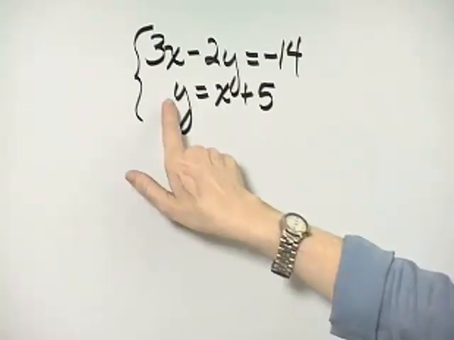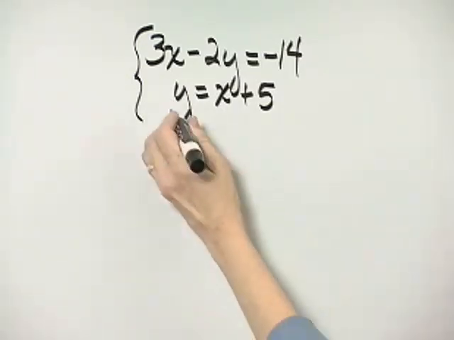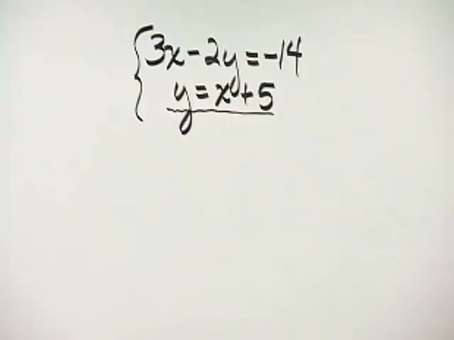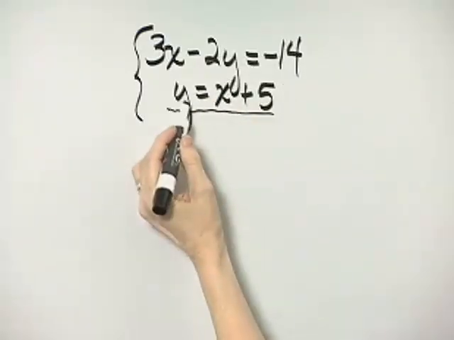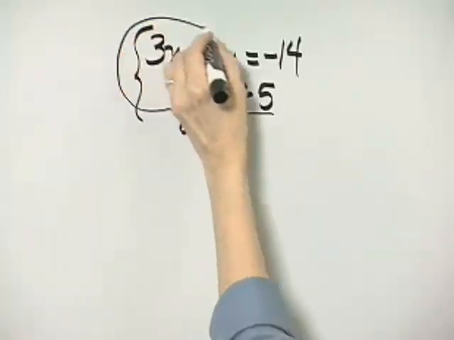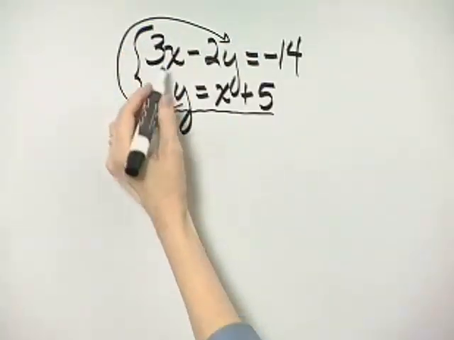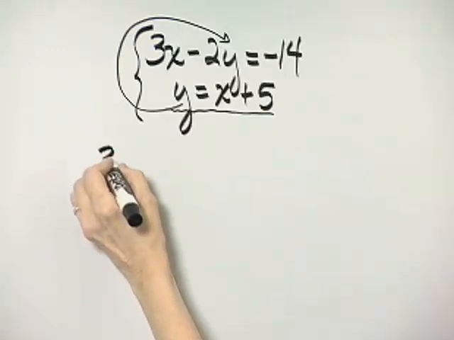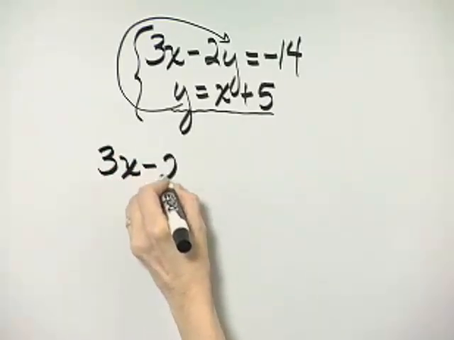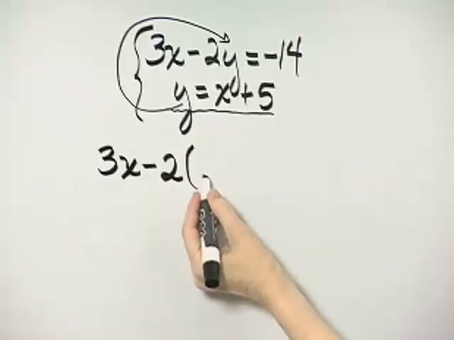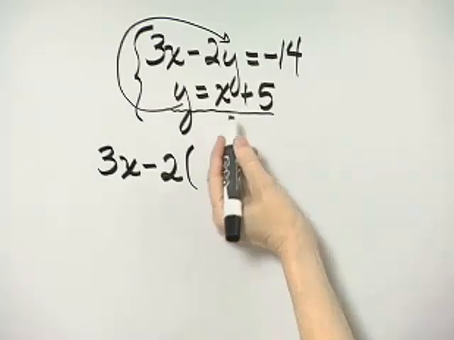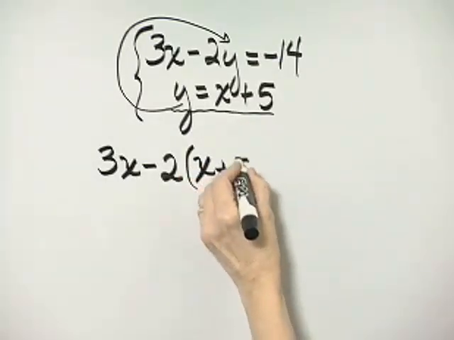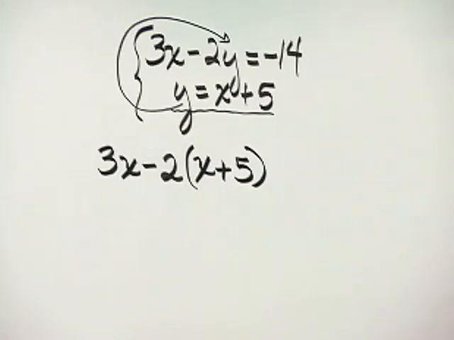It just so happens that the second equation is solved for y. y is equal to x plus 5. So I will substitute x plus 5 for y in the other equation. So I'll rewrite the other equation, 3x minus 2 times. I will not write down y. Instead of y, I'll write down x plus 5, because we're given here that y is equal to x plus 5.